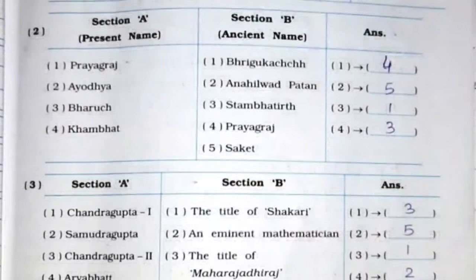Now the second part of match the following. First one is Prayagraj, its answer will be option number 4 Prayagraj. Second one Ayodhya, it's option number 5 Saket. Third one Bharuch, it's option number 1 Bhrigu Kach. Fourth one Khambat, it's option number 3 Stambhatirth.